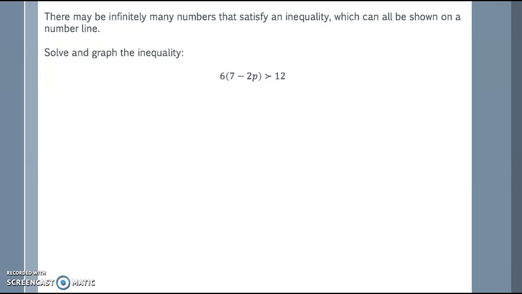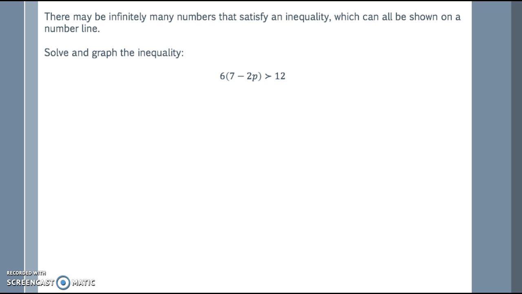There may be infinitely many numbers that satisfy an inequality, which can all be shown on a number line. We're going to solve and graph the inequality 6 times the quantity of 7 minus 2p is greater than 12.